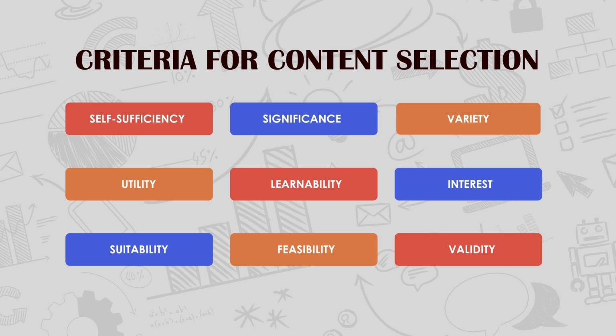The third element is the variety. There are different kinds of students in a classroom. While deciding the content, a teacher should cater to the variety of the students of that target group. Therefore, various kinds of learning experiences should be included.